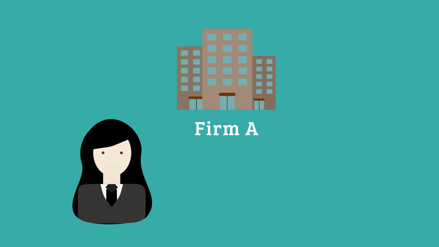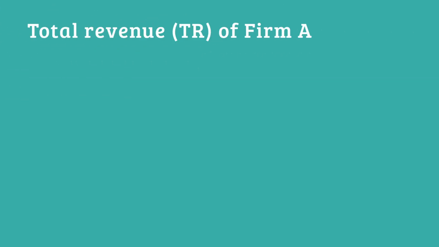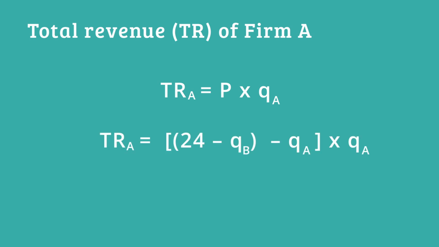Next, what will the owner of firm A do in order to maximize the profit? The answer is straightforward. She'll look at its marginal revenue and marginal cost. So what is the marginal revenue of firm A? The total revenue of firm A is TRA = P times QA. By substituting the expression of the residual demand, we have TRA = (24 - QB - QA) times QA. And thus, TRA = 24QA - QBQA - QA squared.